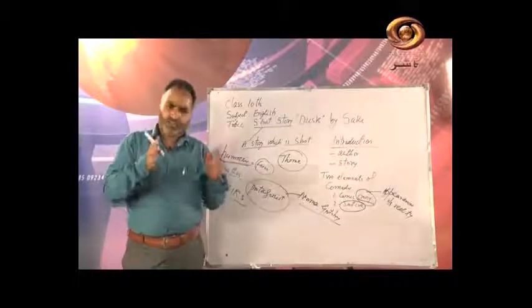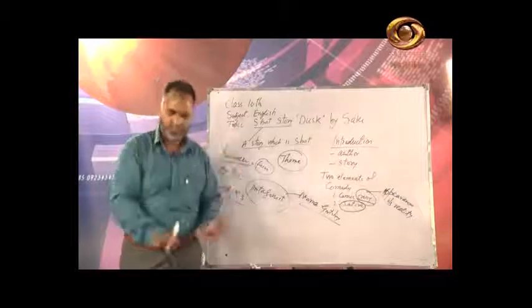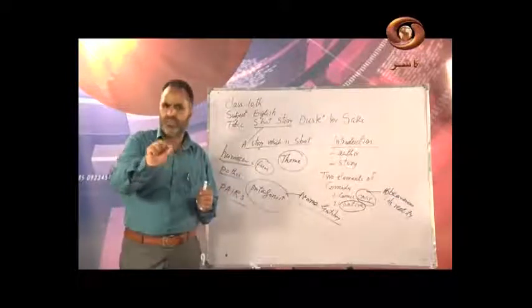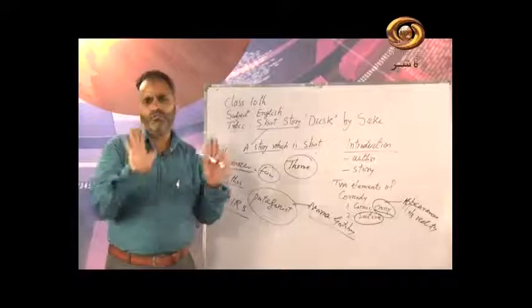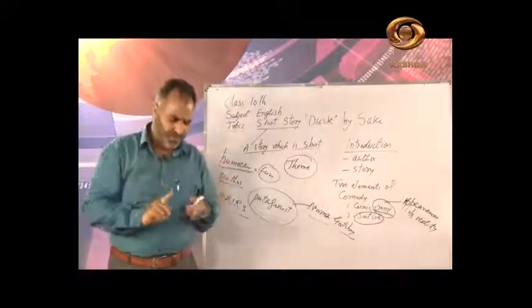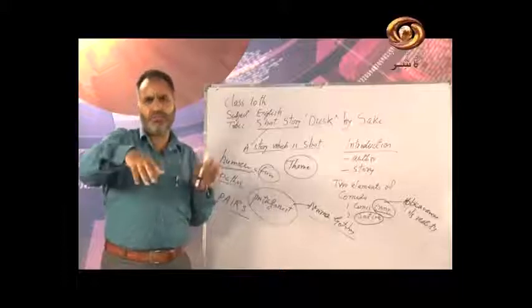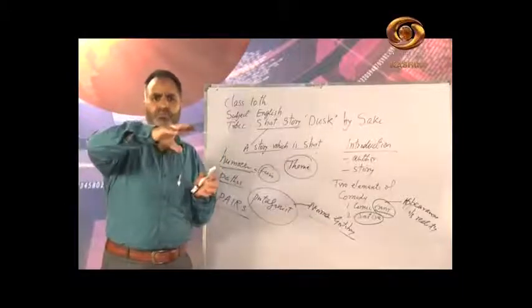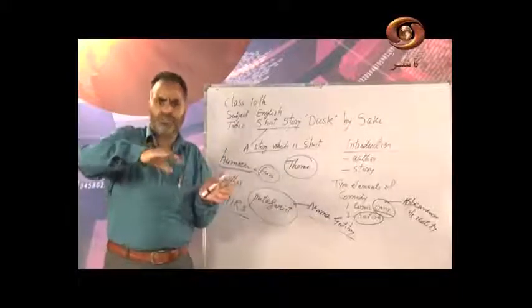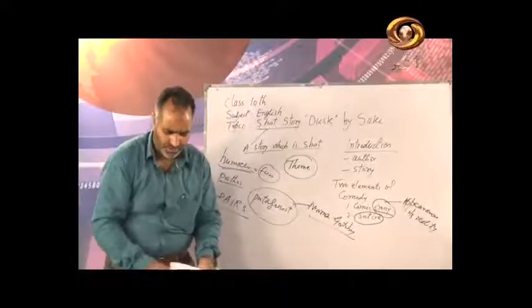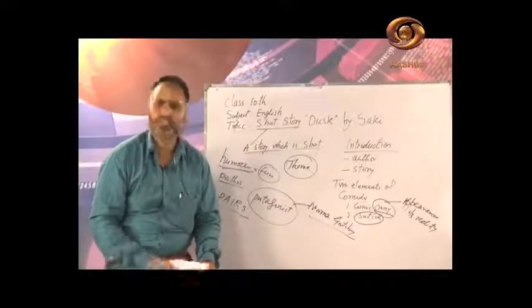Question number 1, write the story in brief. First I read the story and then write the summary of the story in your own words in 1 or 2 pages. Okay? 1 or 2 pages. And then write about the setting of the story: where is it taking place, which time, who is the main character, what sort of atmosphere is there. You can consult paragraphs number 1, 2, and 3 for that.